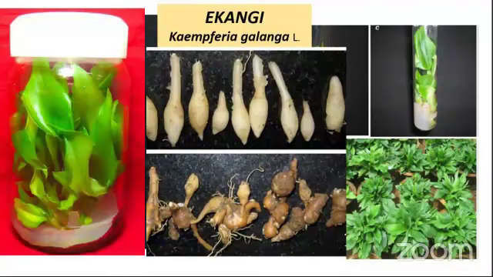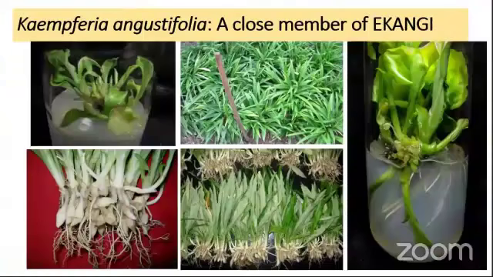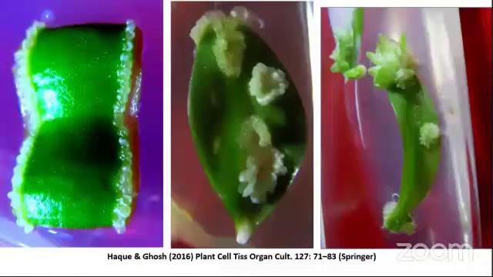And in the field condition, we transferred huge amounts to the field. And it is another species, Kaempferia angustifolia. We propagate from in vitro condition, tissue culture, to the field condition, and we check their essential oils through GCMS chromatography.